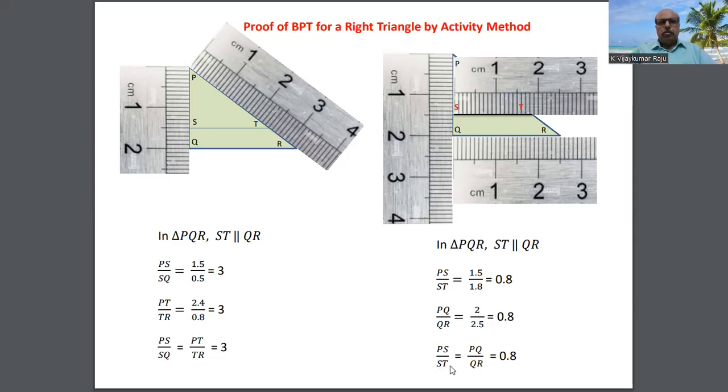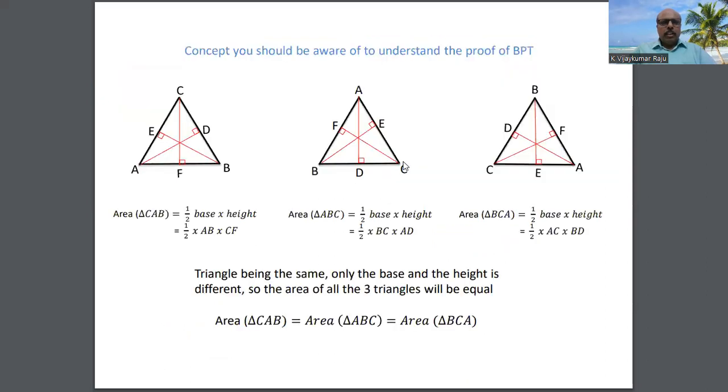PS upon ST is equal to PQ upon QR. So we say that if a line is drawn parallel to one side of a triangle, it divides the other sides in the same ratio. So this is how we prove the basic proportionality theorem using an activity method.